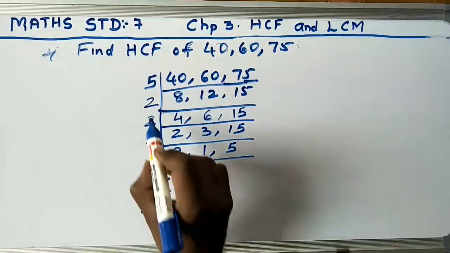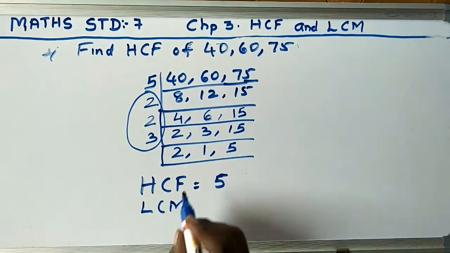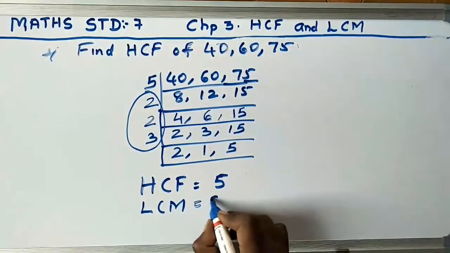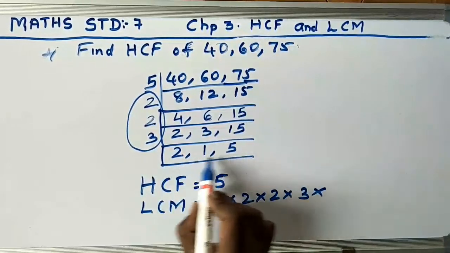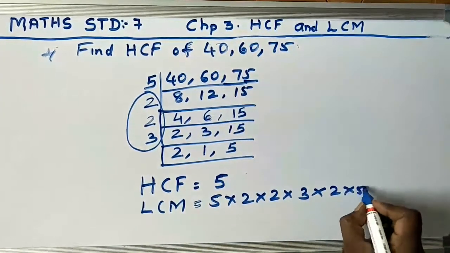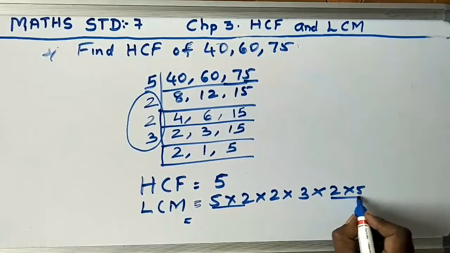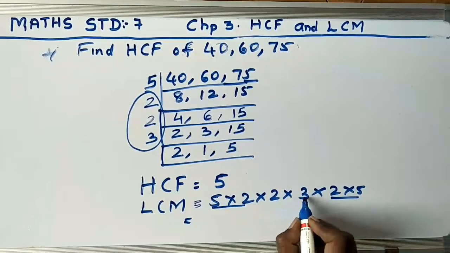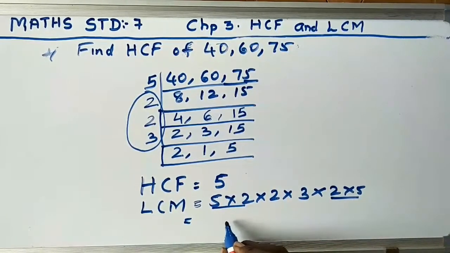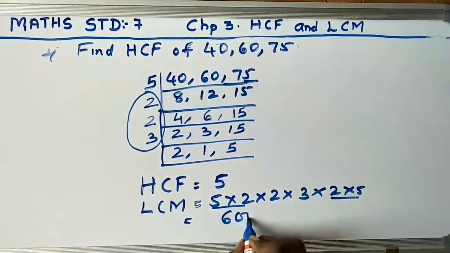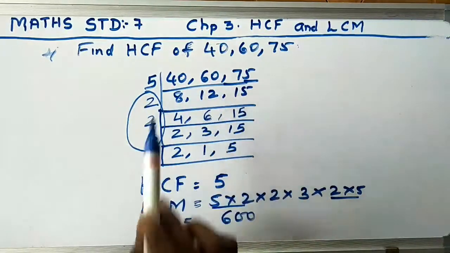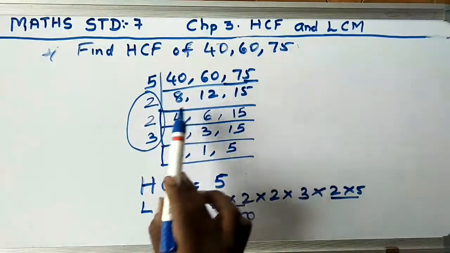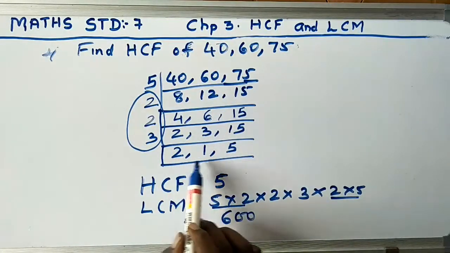Now there is no common number, so these are the extra numbers. So your LCM is 5 into 2 into 2 into 3 into what is remaining here, 2 into 5. Now let us calculate: 5 2s are 10, 10 into 10 is 100, 3 2s are 6, 6 into 100 is 600. So your LCM is 600. So once again, HCF means only the common in all the 3 numbers, but LCM means common in 3 numbers and in 2 numbers. You have to do it till there is no common number.